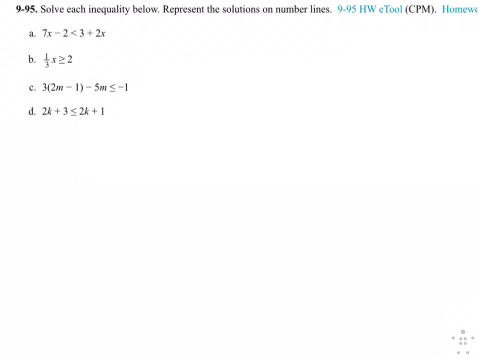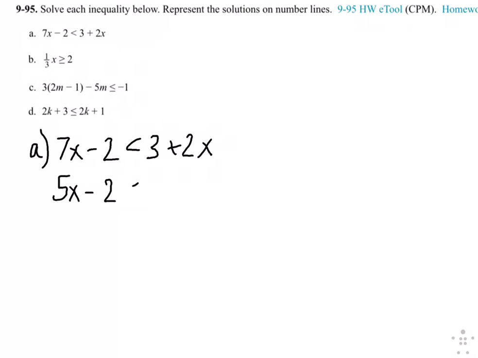Okay, 95 wants us to solve some inequalities. So let's go through these. These should be getting very easy by now. So we'll subtract 2x from both sides, and we get 5x minus 2 is less than 3. We'll add 2 to both sides, and we'll get 5x is less than 5. And we'll divide by 5 and get x is less than 1.